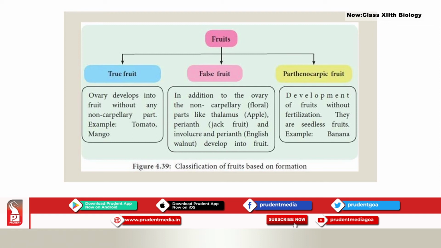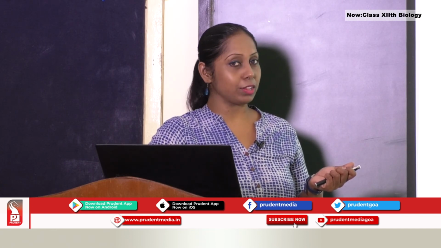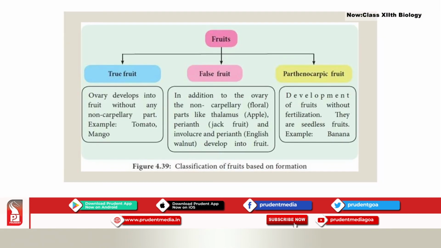What are parthenocarpic fruits? Parthenocarpic fruits are fruits which are developed without fertilization. We have already discussed this in the previous chapter, and I had also told you it is not the same as parthenogenesis, right? So what are parthenocarpic fruits? Fruits that are developed without fertilization, and these fruits are always seedless fruits. For example, bananas.